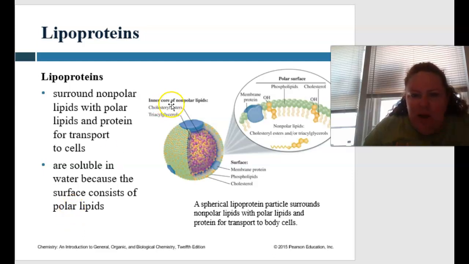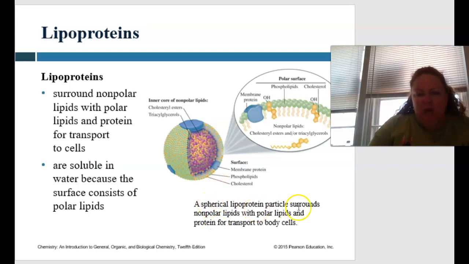So you can see that we have our inner core of the nonpolar lipids, which has the cholesterol esters and the triglycerols. And then you have the polar surface, which are going to have those polar heads, and those tails are going to be on the inside water-based area. So the spherical lipoprotein particle surrounds the nonpolar lipids with the polar lipids and proteins to be able, again, to transport to body cells.